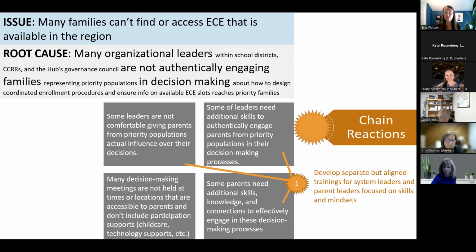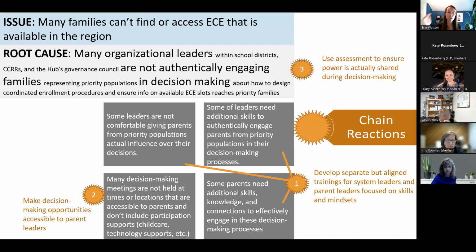An example of a chain reaction would be to add on to that first strategy by using strategies to address some of the other root causes. So maybe you're going to address this other root cause over there with making decision-making opportunities more accessible. You're going to address that top level root cause by using an assessment to make sure that power is actually being shared, and if not, dealing with it.